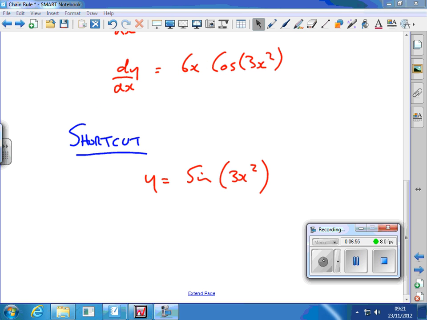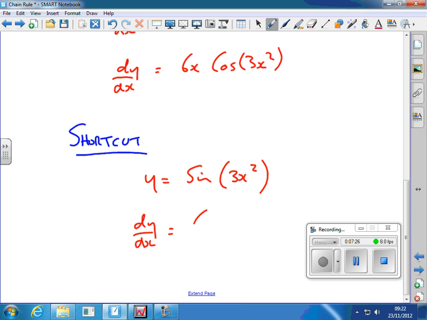Let's just look at the shortcut, but I don't recommend you use the shortcut until you're familiar and happy with it, okay? What you do is you look at it and you say, what I'm going to do is ignore what's inside the brackets. That's going to be u, remember, but that's the thing I'm going to differentiate with respect to first of all. So that's like my x. So it's like differentiating sine x. So the differential of sine x is cos x.